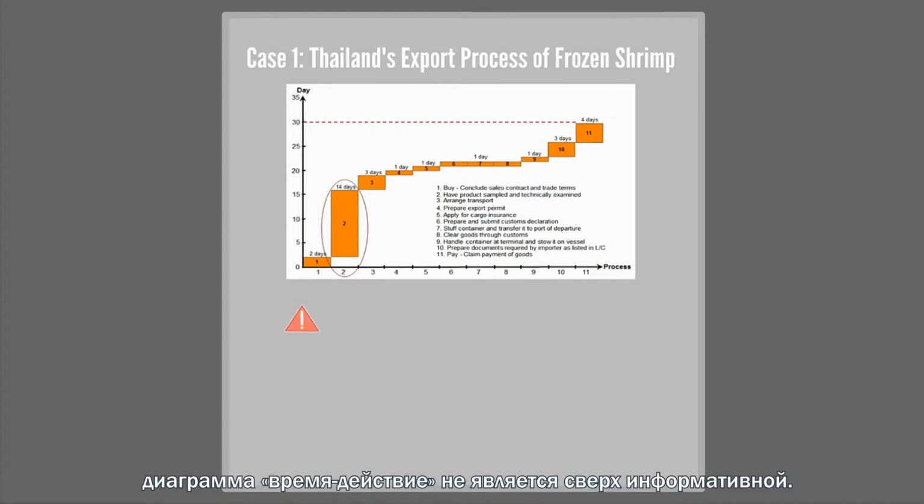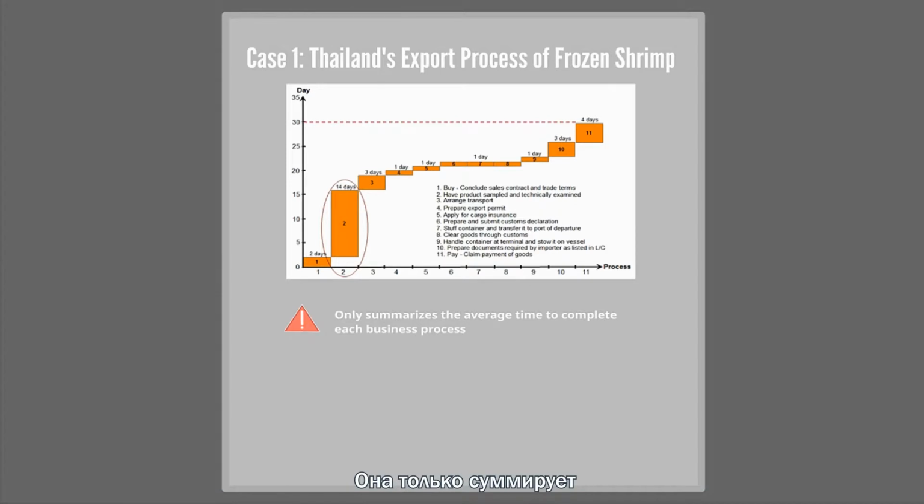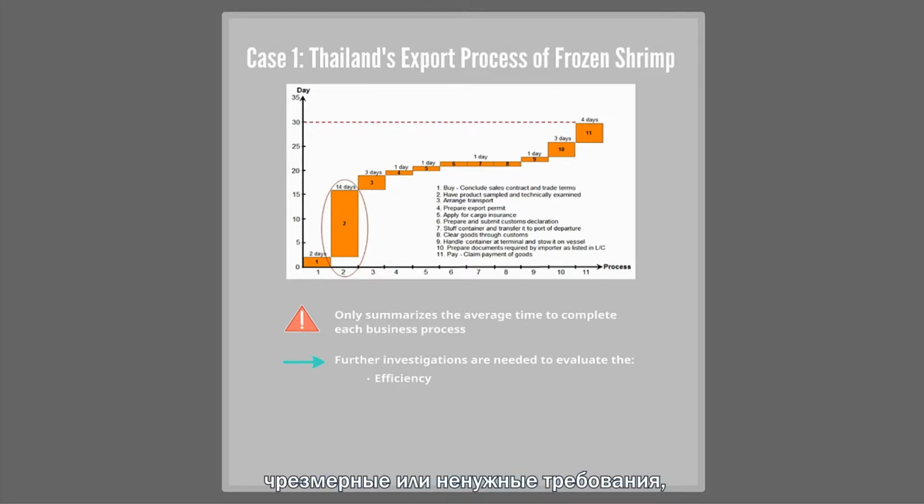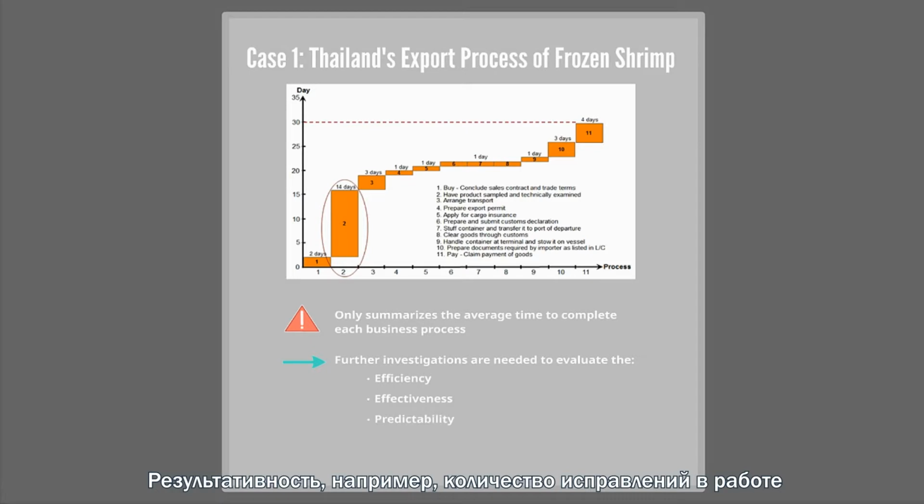However, the time procedure chart is not informative enough. It only summarizes the average time required to complete each business process under the scope of the study. To find out causes of delays, process analysts need to investigate further the properties of the corresponding business processes by examining relevant activity diagrams, process descriptions, related laws, rules and regulations, and other supporting information. Other issues that process analysts may need to investigate are about the efficiency, for example, caused by any redundant or unnecessary requirements, effectiveness, for example, the amount of rework, and the predictability of business processes.